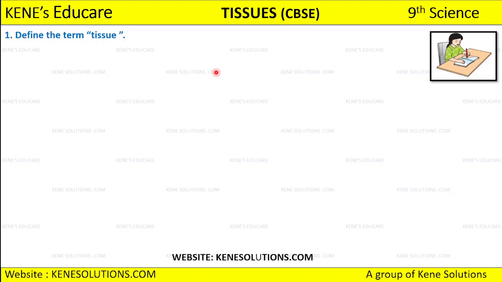First of all, the first question is, define the term tissue. Now what exactly is a tissue, or how are you going to define it? I'm writing it, it is a bit difficult. The simpler one is also given in your textbook. The first definition that we have discussed, you can go with that as well.